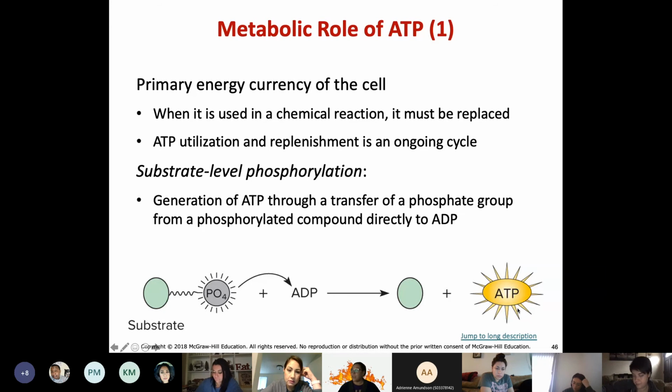Then eventually, guys, this reaction will go the other direction. ATP will give off a phosphate and a substrate will grab it. Then we'll be like, hey, can you give it back to me? And then ATP. So you literally go back and forth and back and forth for your entire existence.